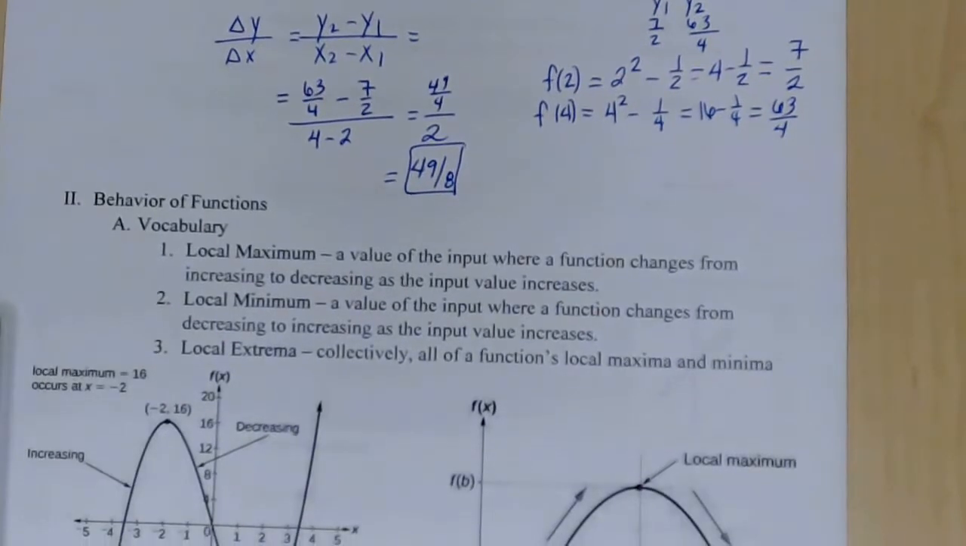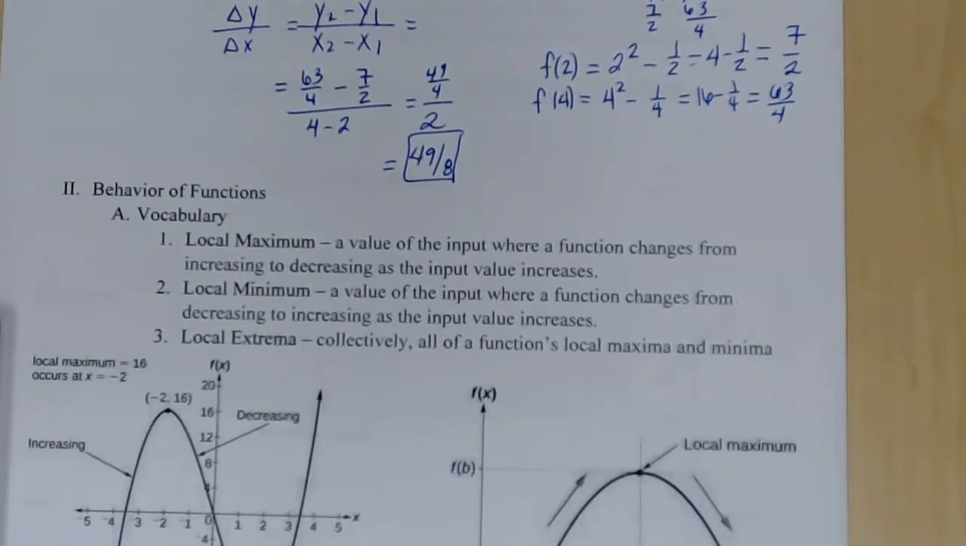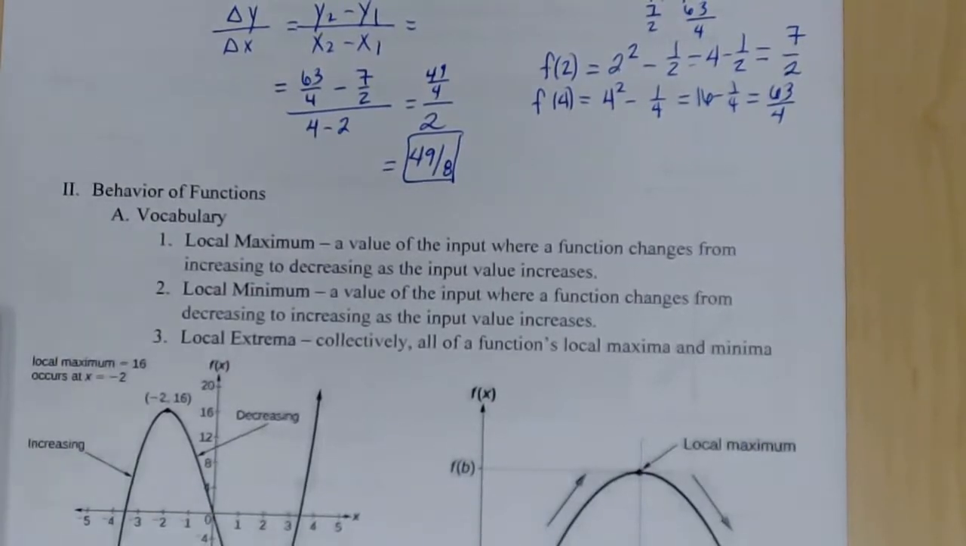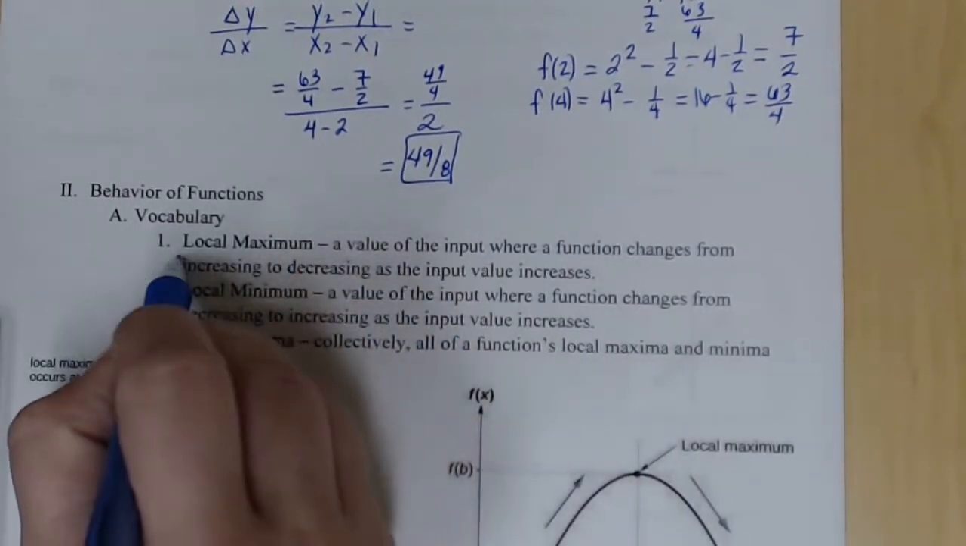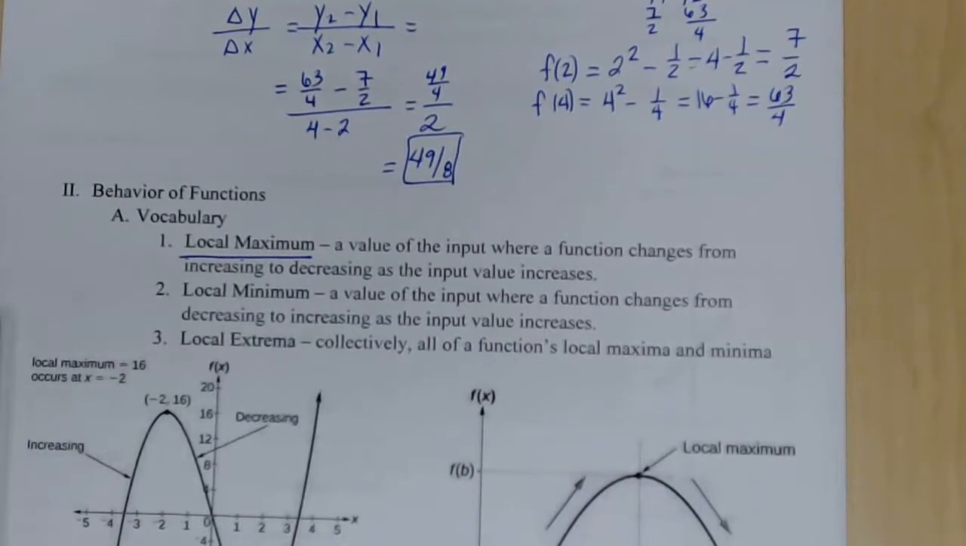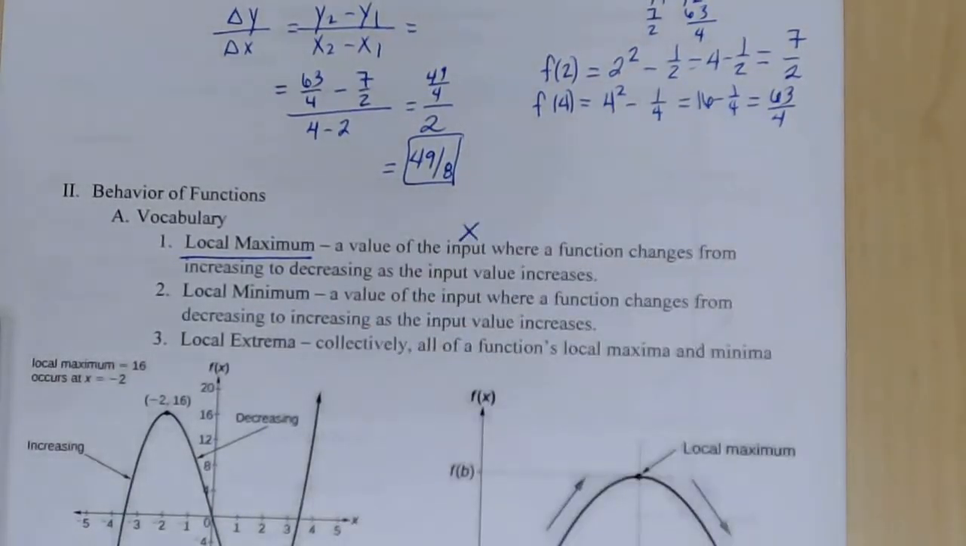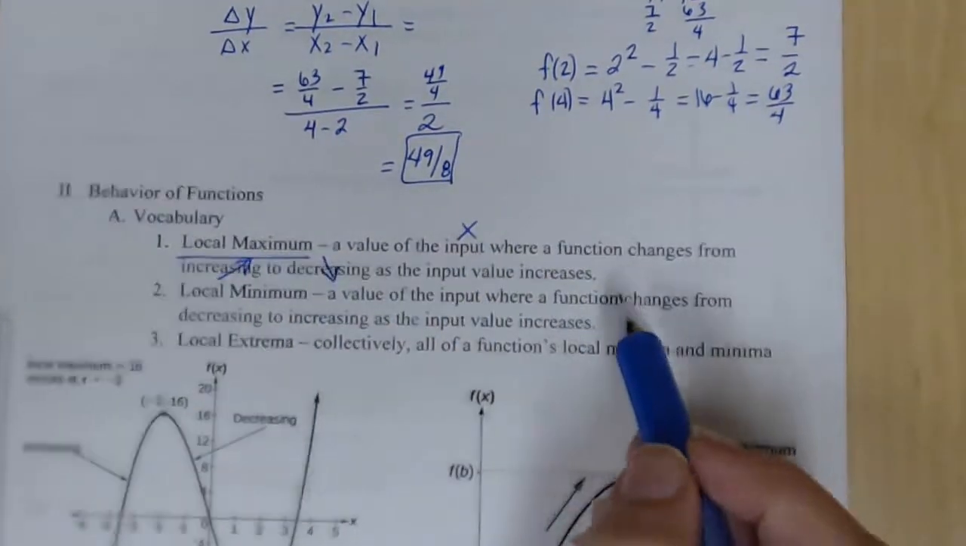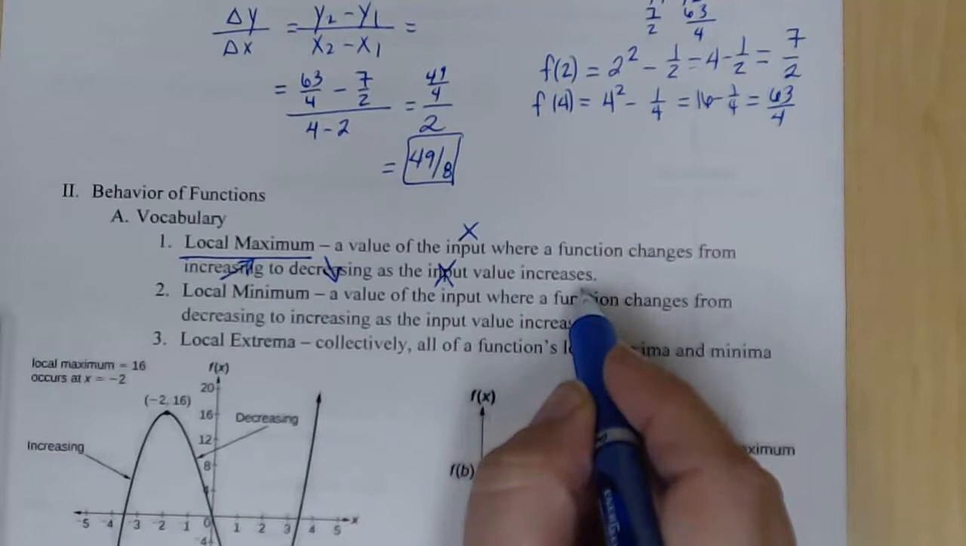Now in part 2, we're going to be looking at behavior of functions. Now that we know domain, we know range, we know what we're doing with average rate of change, we're going to kind of put it all together. So to get us going, first let's look at some vocabulary. First of all, what is a local maximum? This is a value of the input, or x's, where a function changes from increasing to decreasing as the input value increases. So this is a value of x where a function changes from increasing to decreasing, going up to going down, as the x value increases.